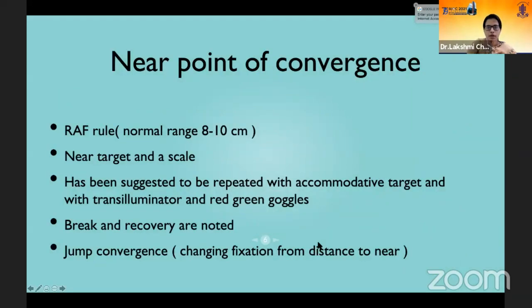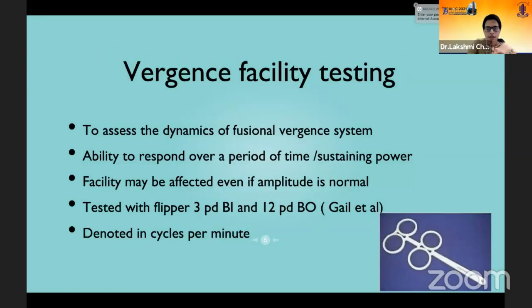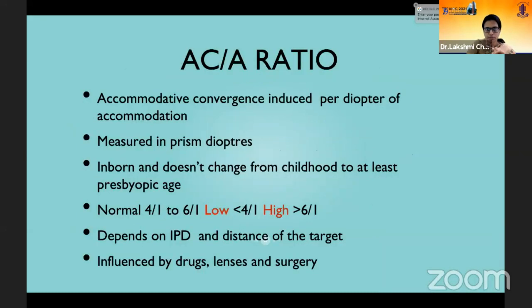Okay, so the near point of convergence can also be evaluated with the RAF rule. The second part of vergence evaluation is to check the dynamics of the vergence. That is by using a flipper. We use base in and base out flippers to test the agility of the vergence system. This gives us an idea how much we can stress the vergence system.